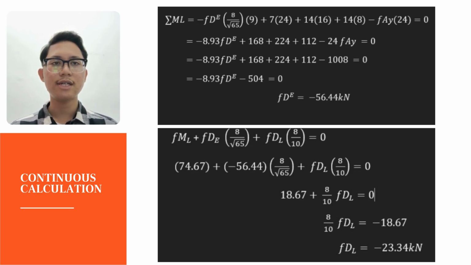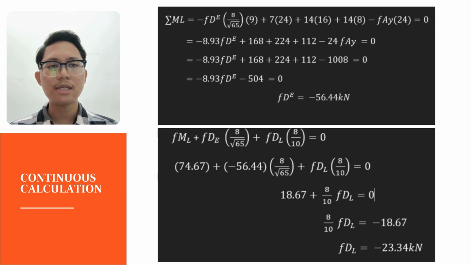Next, we must find the equation of moment at point L. Summation ML equal to negative FDE times 8 divided by square root of 65 times 9 plus 7 times 24 plus 14 times 16 plus 14 times 8 minus Fay times 24 equal to 0. And we get FDE equal to negative 56.60 and 0.44 kilonewton.